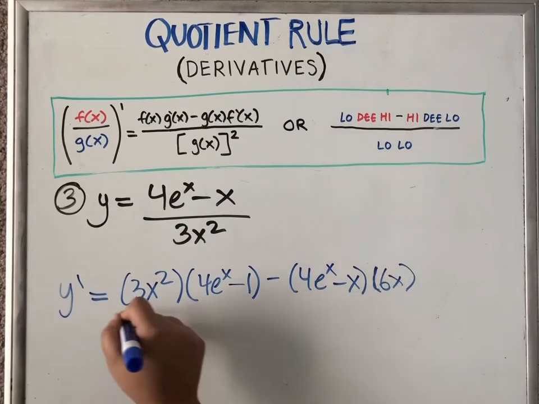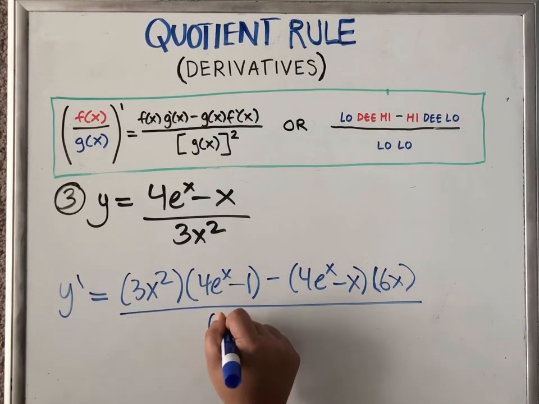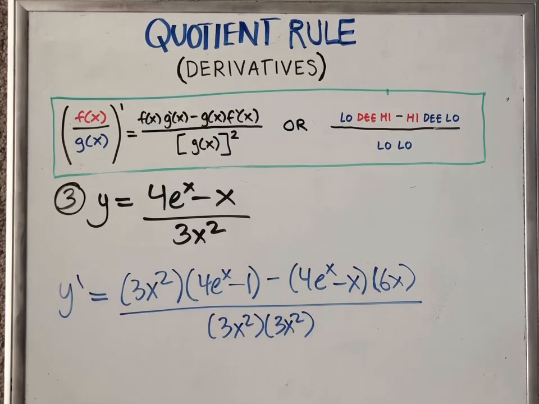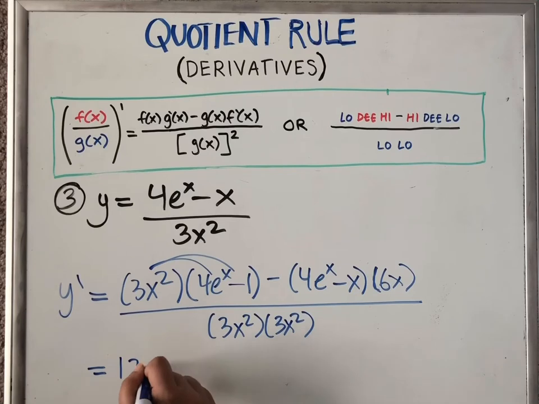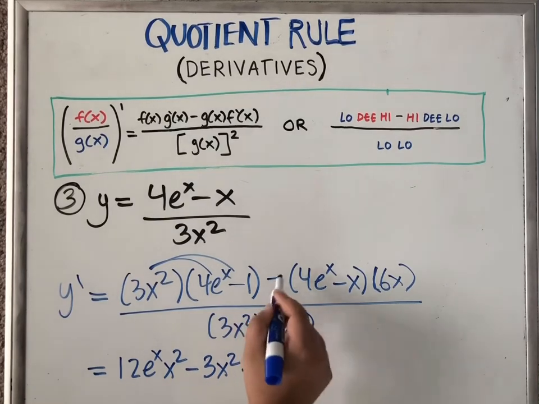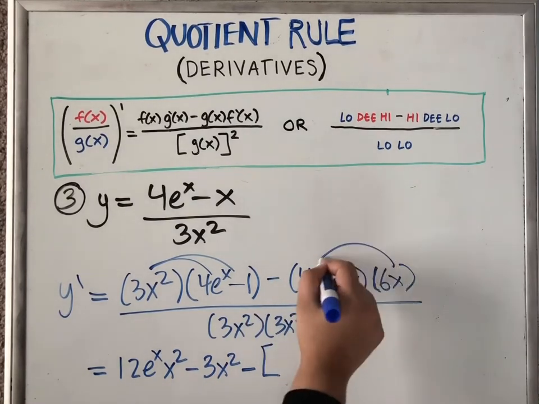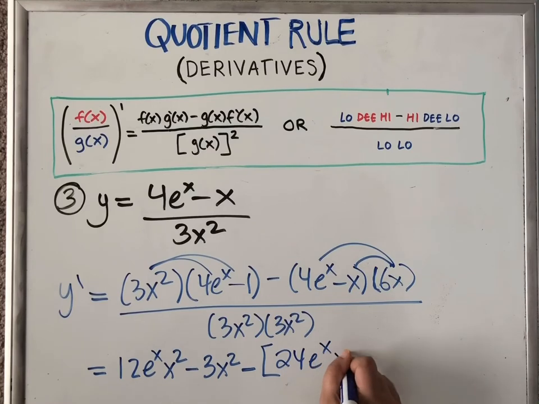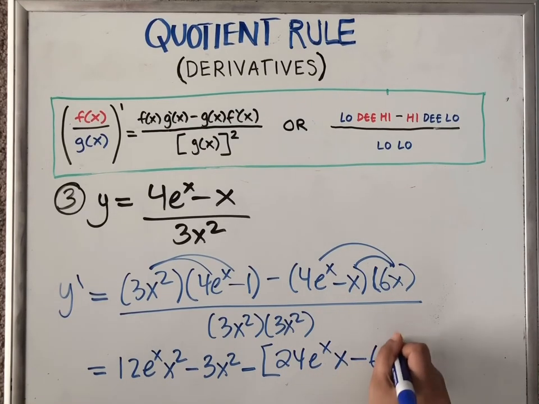Okay, and that's all going to be over 3x squared times 3x squared, low times low. All right, and just clean this up a bit. I'm going to go ahead and distribute that out. So we're going to get a 12e to the x squared minus a 3x squared minus, I'm going to keep that minus sign there and then just distribute this out first. So we're going to get a 24e to the x times x and a minus 6x squared.